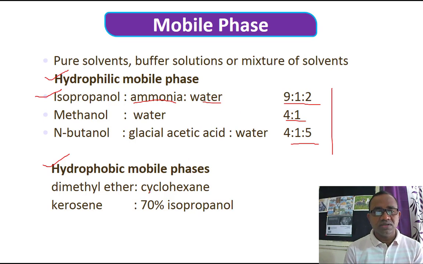Hydrophilic mobile phases generally are diethyl ether and cyclohexane, and kerosene and 70% isopropanol. So these are the different types of solvent systems that act as a mobile phase, and along the flow of this mobile phase, generally your sample or the solid molecule travels along the flow of the mobile phase. So the mobile phase is actually the more important.